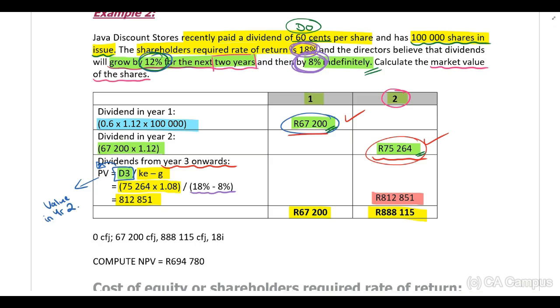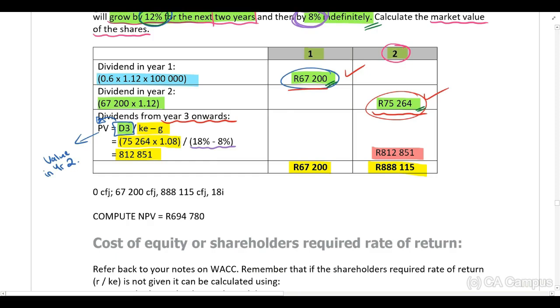We are now going to use the cash flow function in our calculator in order to solve for the market value. Please remember your first cash flow must be 0 because that's the cash flow now, so 0. Your cash flow at the end of year 1 is 67,200 and at the end of year 2, 888,115. Input those cash flows into your calculator. Remember, always show your calculator steps.